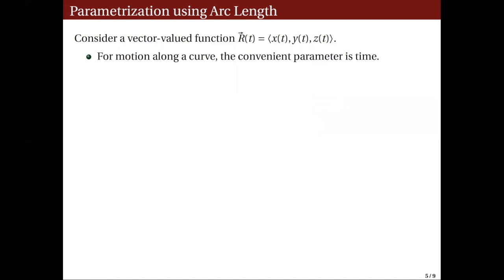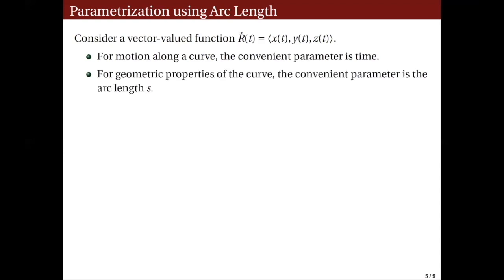So that means if I am given a specific time value, I can locate the object that moves in the space along the curve or along the graph of r of t. Its position will be the tip of the vector r of t. But for geometric properties of the curve, the most convenient parameter that we can use is the arc length parameter s. So our goal for the next part is, given an r of t, we want to find another representation by replacing t in terms of s.